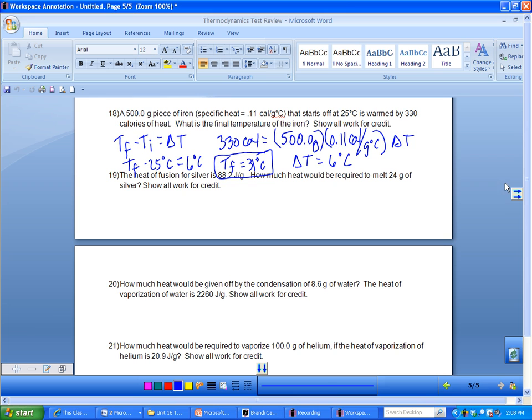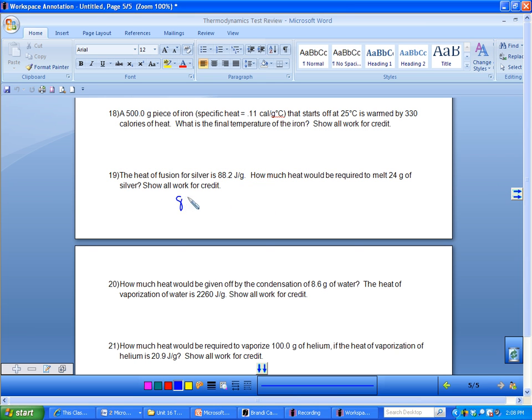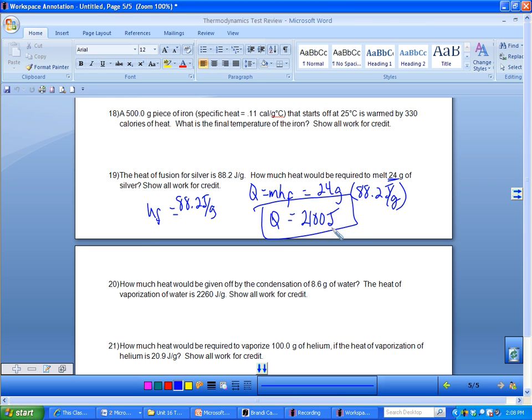Okay? All right, let's move on to number 19. The heat of fusion for silver is 88.2 joules per gram. That's the heat of fusion. Now I want to melt 24 grams, so I'm going to say 24 grams times 88.2 joules for every gram I melt. So I need to have 2100 joules of heat. I had 2 significant digits, so when I did the math, my answer actually came out to be 2,116.8, but I only wanted 2 significant digits, so I rounded it off.